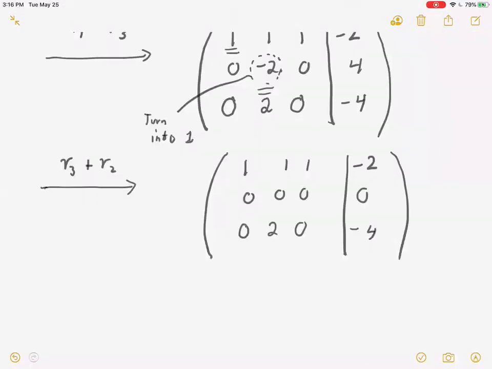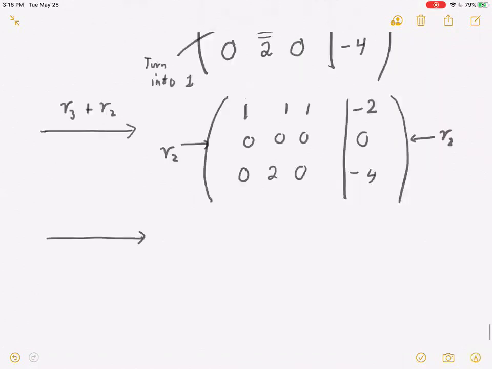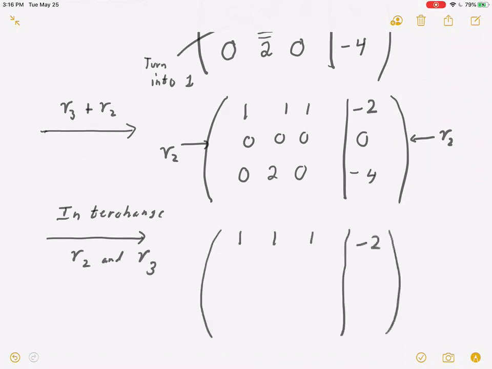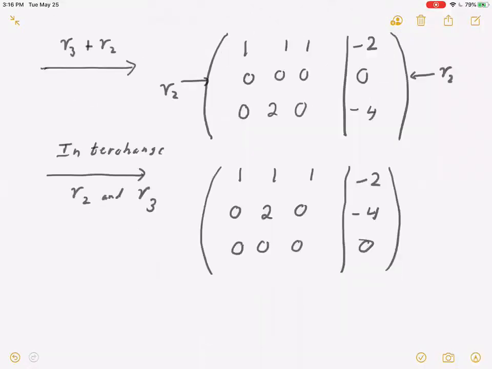Now, alert, alert. Row 2 consists entirely of zeros. So the definition of reduced row echelon form says that, oh, okay, I need to put that row in the bottom. So interchange row 2 and row 3. So I can do that. Row 1 is left alone. Row 2 becomes row 3, and row 3 becomes row 2. Okay. All right.